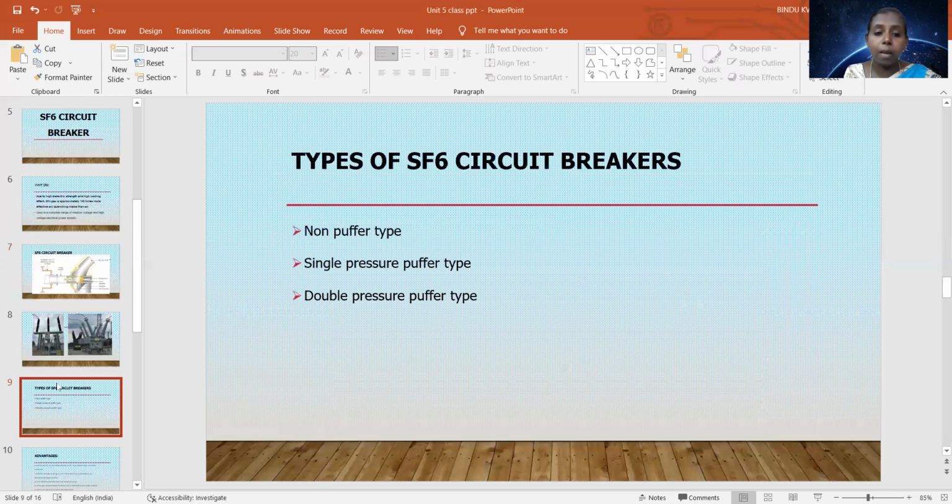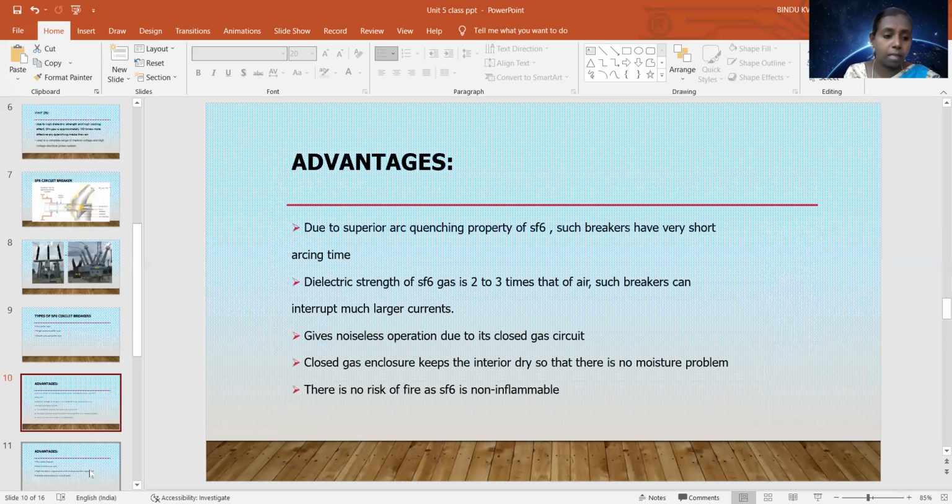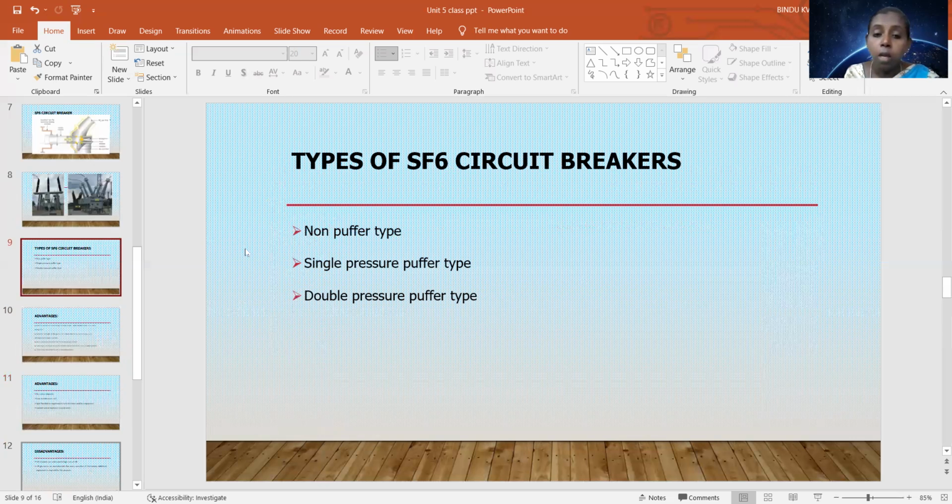Here we have two types, the non-buffer type which we have already seen. Next we have the double buffer type and the single buffer type of circuit breakers. In the single pressure buffer type, there will be two chambers. The gas will be compressed by the moving cylindrical system, and it will be released through a nozzle while extinguishing the arc itself.